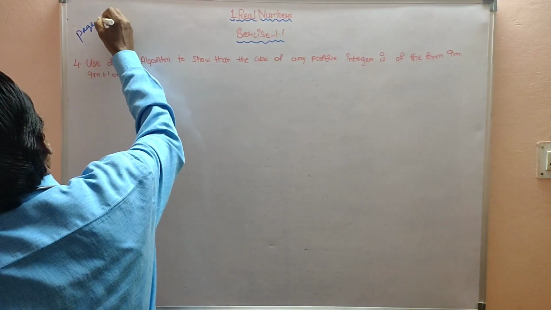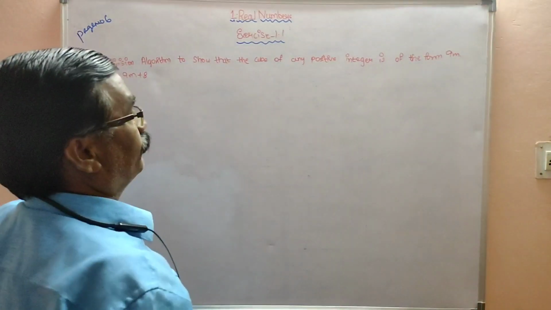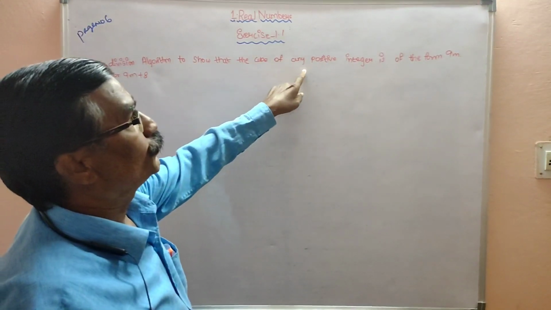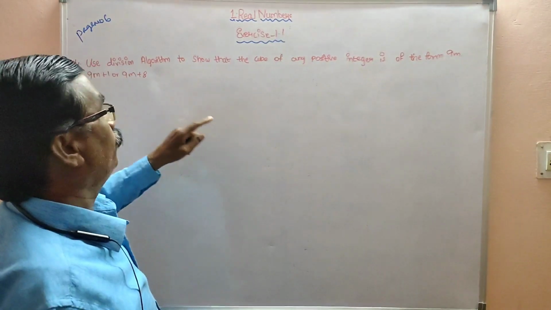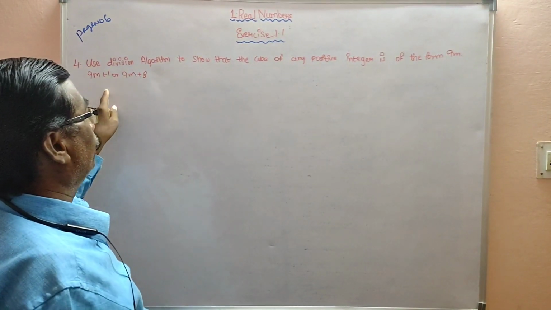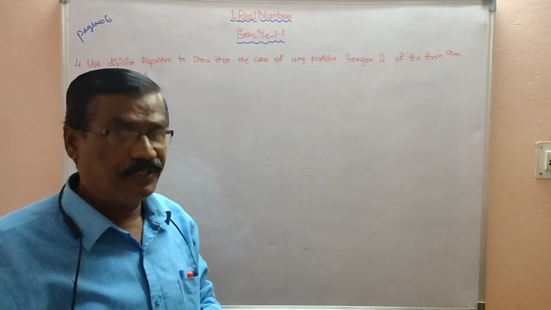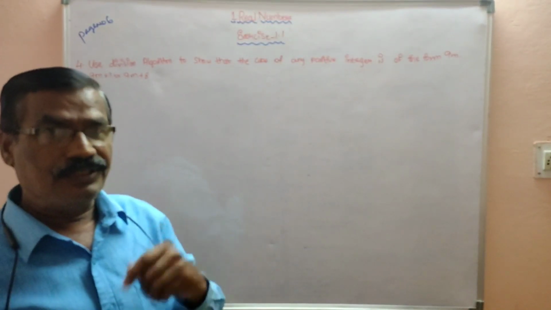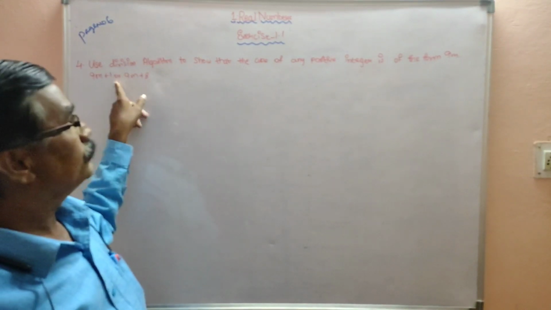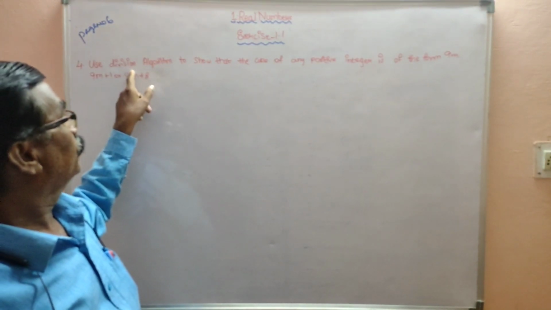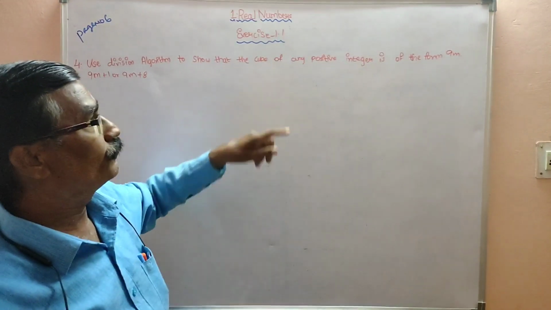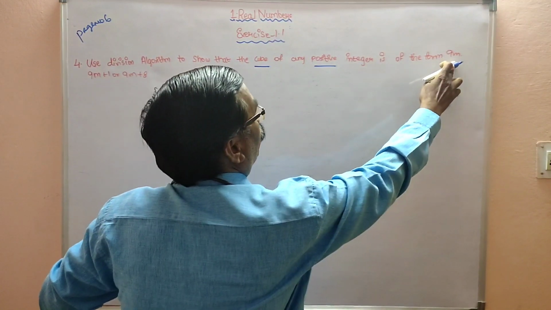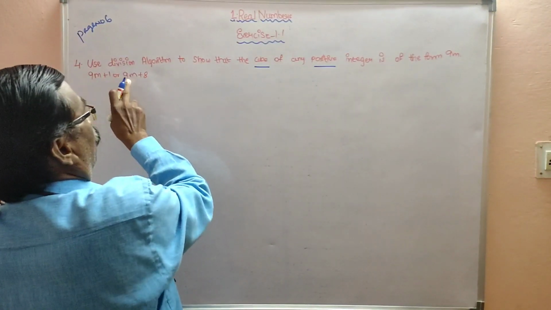Page number 6, Exercise 1.1, fourth question: use division algorithm to show that the cube of any positive integer is of the form 9m, 9m plus 1 or 9m plus 8. In the previous video we did the square of any positive integer. In this video, the fourth problem is to use division algorithm to show that the cube of any positive integer is in the form 9m, 9m plus 1 or 9m plus 8.